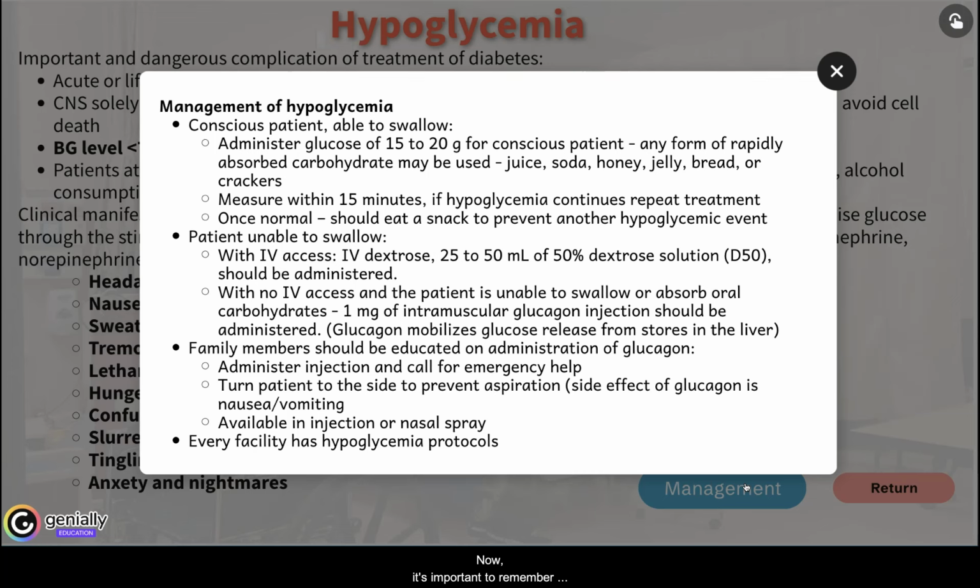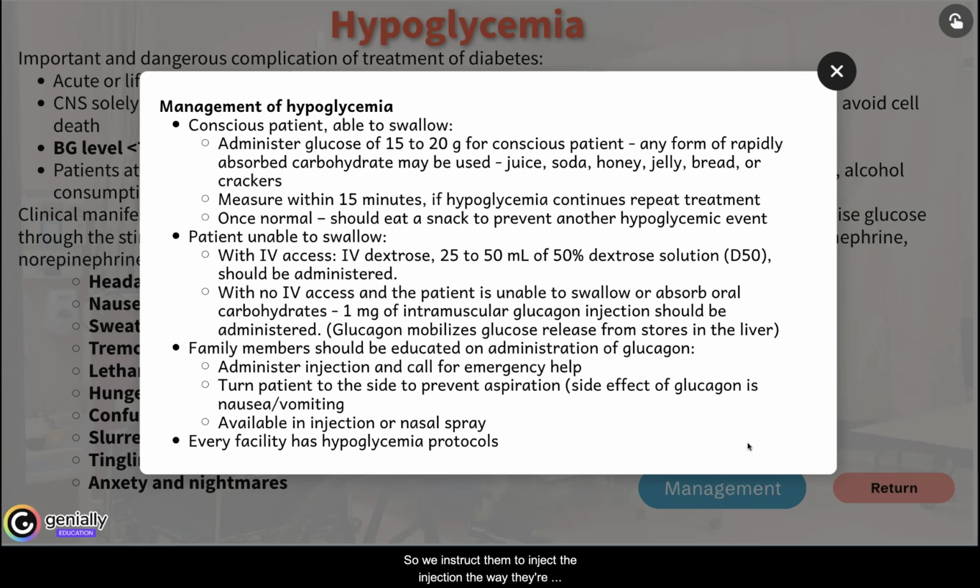Now, it's important to remember that when a patient is a diabetic and they're having a hypoglycemic event, they might not remember to do this right at home. Obviously, they don't have IV access. But even to give the glucagon injection, they might not be able to, because remember, when you don't have enough glucose, it affects your central nervous system. So you're going to have that confusion, the lethargy, and all those symptoms. And so you need a family member to do it for them. So we have to educate the family on how to do it.